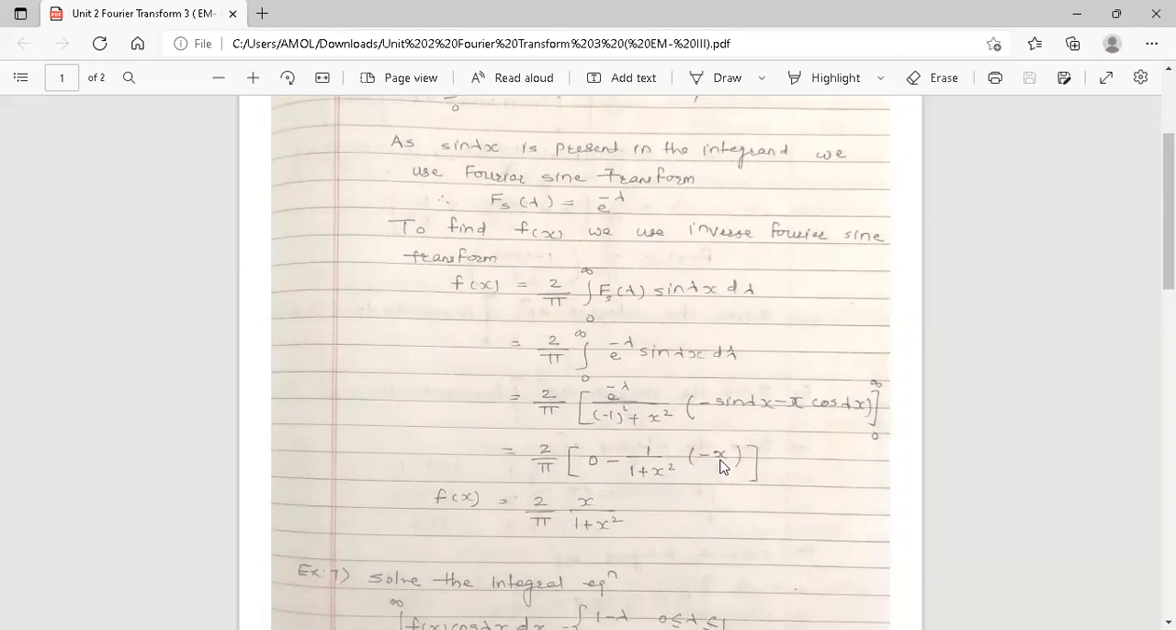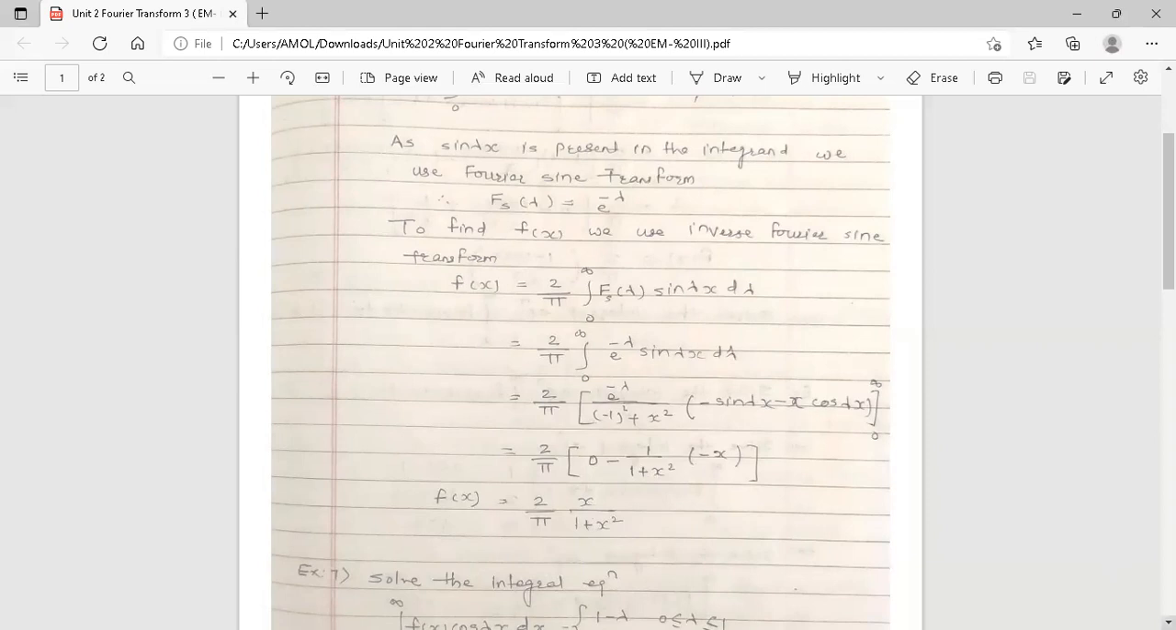Now inside the bracket, we are putting lambda is equal to 0. Sin 0 is 0. So this first term is 0. Minus x into cos 0. Cos 0 is 1. So minus x in bracket. So this minus and this minus sign give plus, and so f of x is equal to 2 upon pi into x upon 1 plus x square. And so this is your answer. This is the solution of the integral equation.